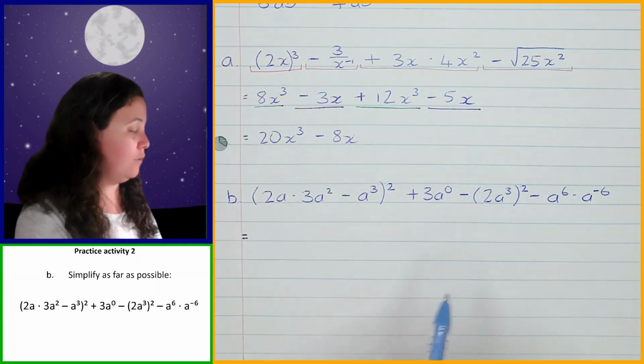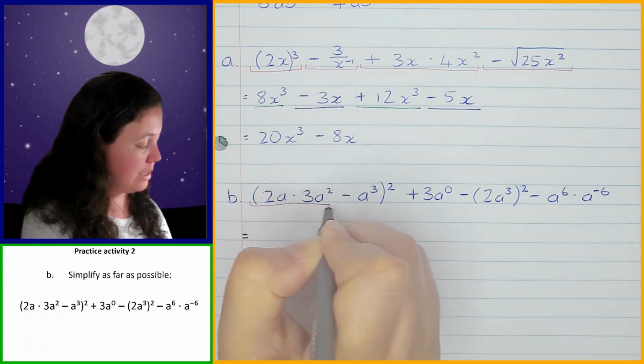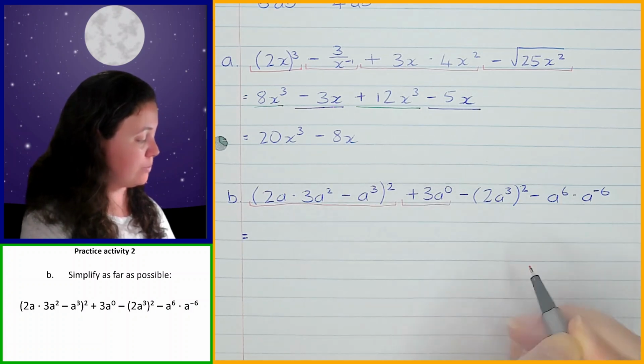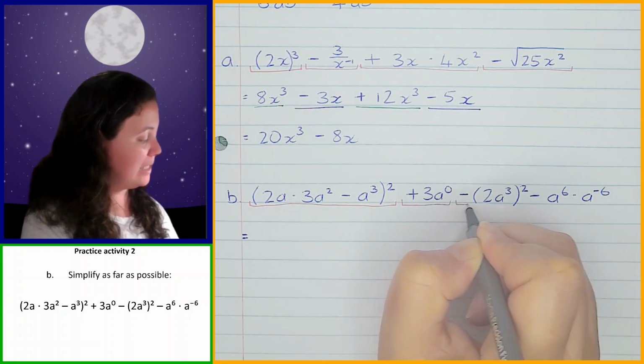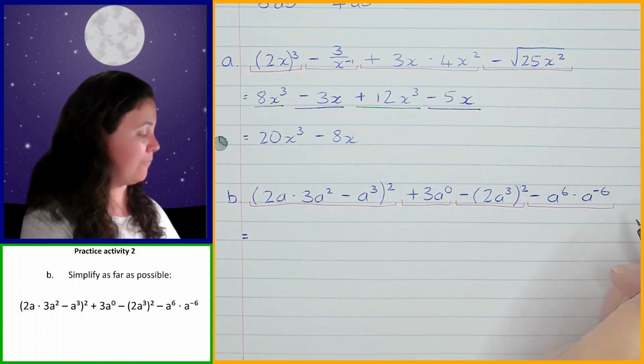Okay, so first of all, I'm going to identify where my terms are. So this is my first term up to before the plus over there. Then the plus 3a to the power of 0 is my second term. Then the minus in those brackets is my third term. And then the minus up to the end is my fourth term.